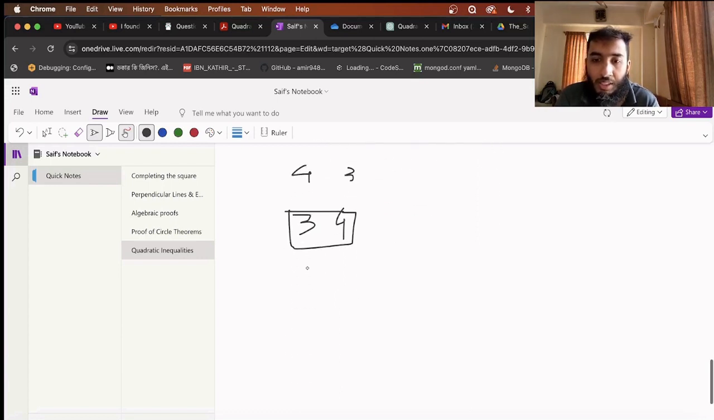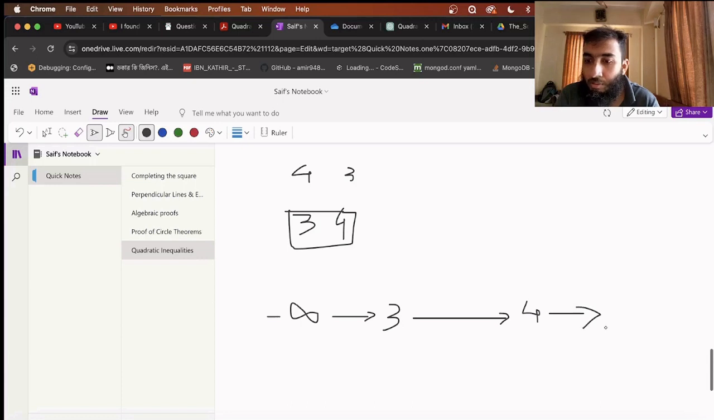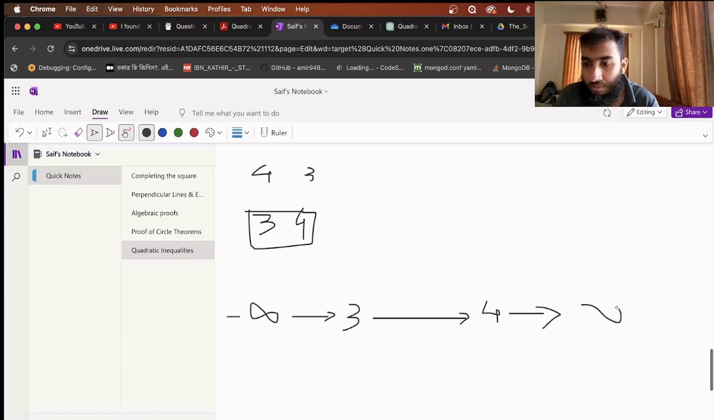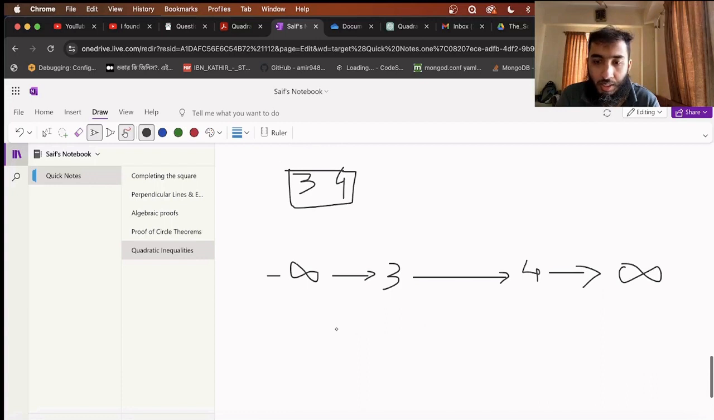If you find the intervals, the first interval would be minus infinity to 3, the second interval would be 3 to 4, and the third interval would be 4 to positive infinity. So this is the first interval, minus infinity to 3. This is the second interval, and this is the third interval.